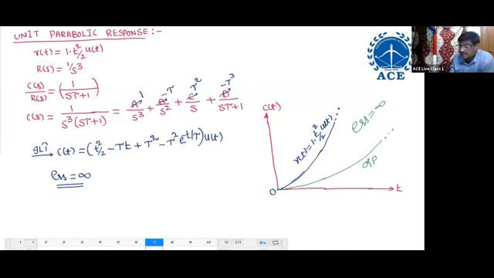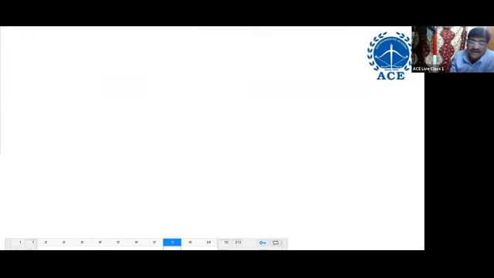Next, second order system response. It is very, very, very important. First order system is just substituting the input and finding the output. That's all. Nothing is there. Most of the concepts you will get only in the second order system. So listen, second order system.